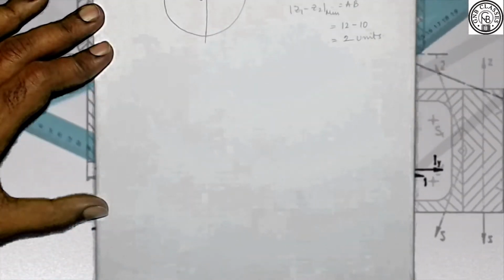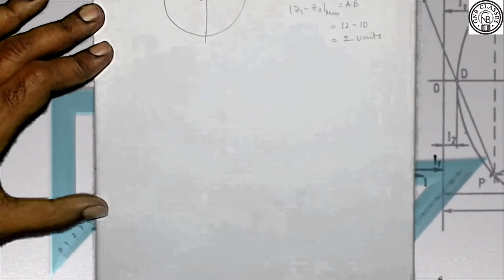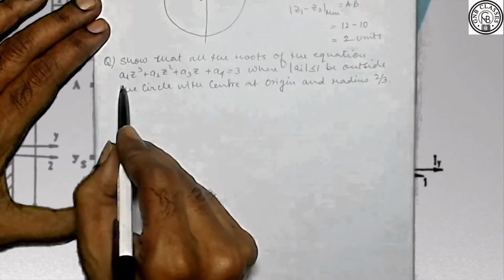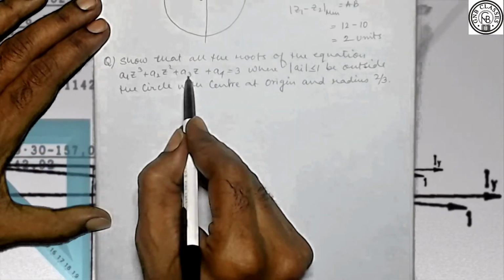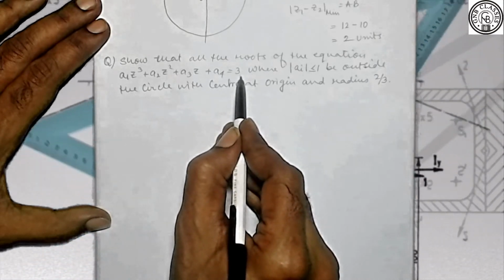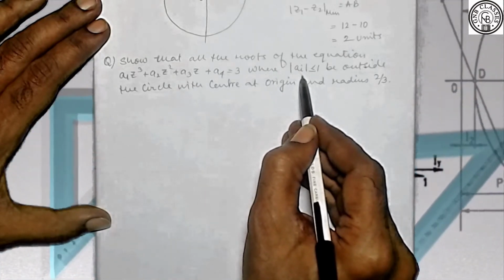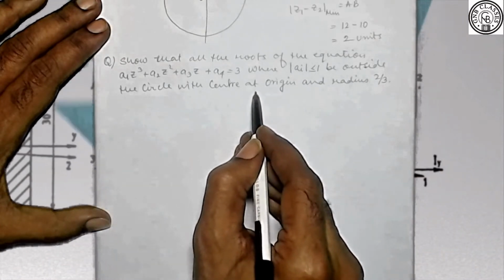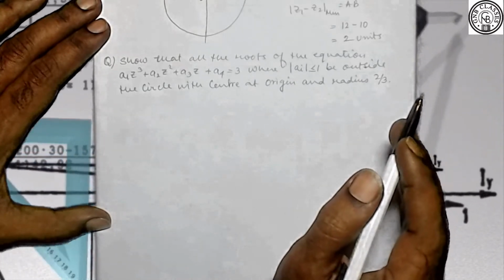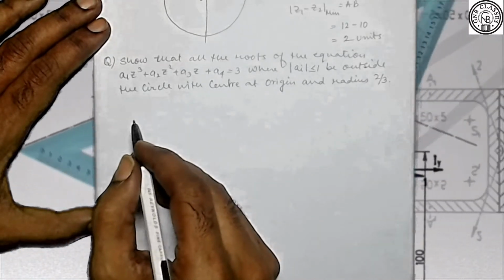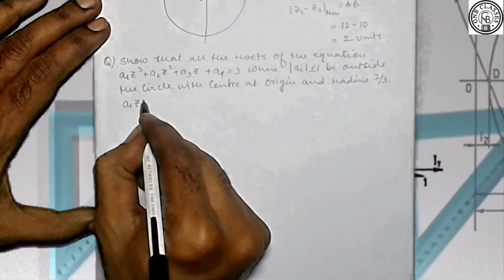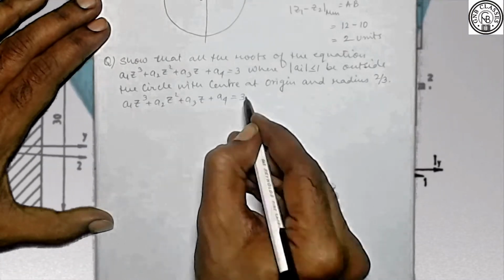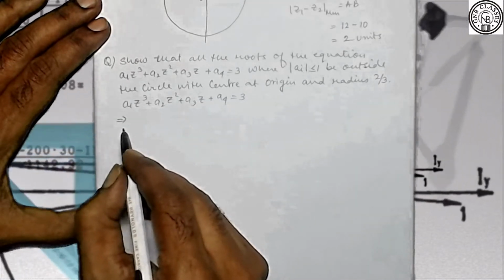Now let us try some sums on the triangle law of inequality. See this question. Show that all the roots of the equation a1z cube plus a2z square plus a3z plus a4 equals 3, where mod of ai is less than or equal to 1, lie outside the circle with center at origin and radius 2 by 3. Okay. Now, let us start the sum. It has been given that, now let me take mod on both sides.